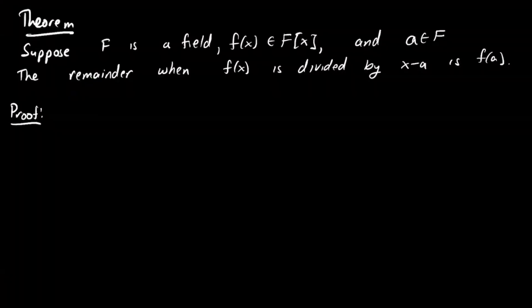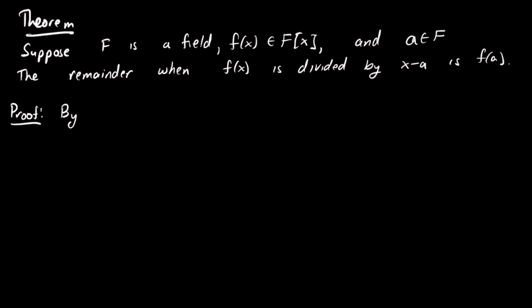So we're going to assume that F is a field. I'm going to take f of x to be a polynomial whose coefficients are in my field F, and I'm going to let a be an element of my field. And the question I'm going to ask is, what happens when I take f of x and divide it by x minus a? What is my remainder? This theorem tells me that f of a is going to be the remainder when the polynomial f of x is divided by x minus a. So how can we prove such a theorem?